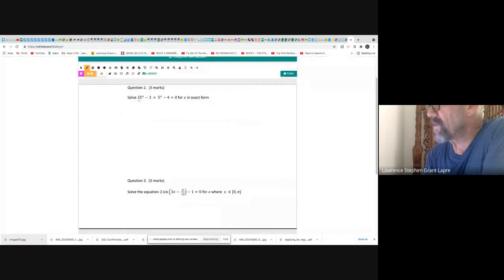So the first thing you do is to observe this is a quadratic, where 5 squared is 25. So 5 squared is 25 to the power of x, minus 3 times 5 to the power of x, minus 4 equals 0. I'll just rewrite it like a quadratic. Factorize this.